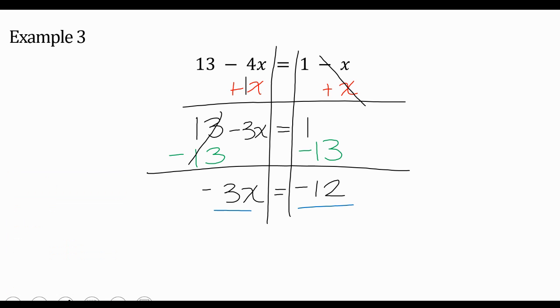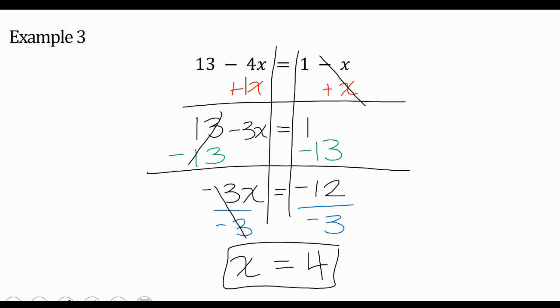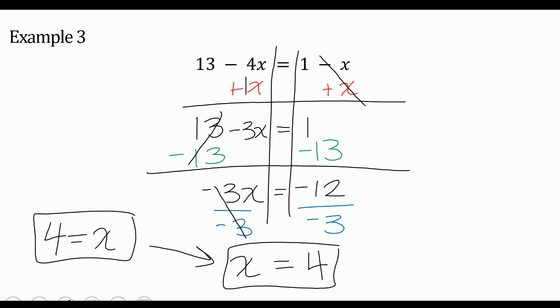So now we just want to divide, and we're going to divide by negative 3 because that is what's being multiplied to x. Those cancel out, and we get x equals negative 12 divided by negative 3 is a positive 4, just like what we had before. It was just in this form, which is the same exact thing. 4 equals x, x equals 4, it's the same thing.